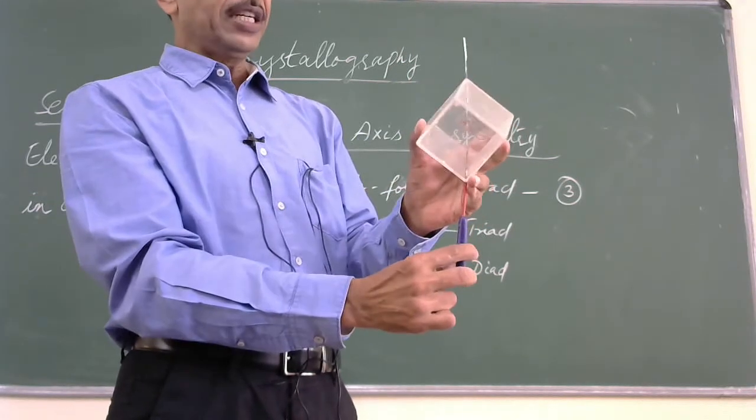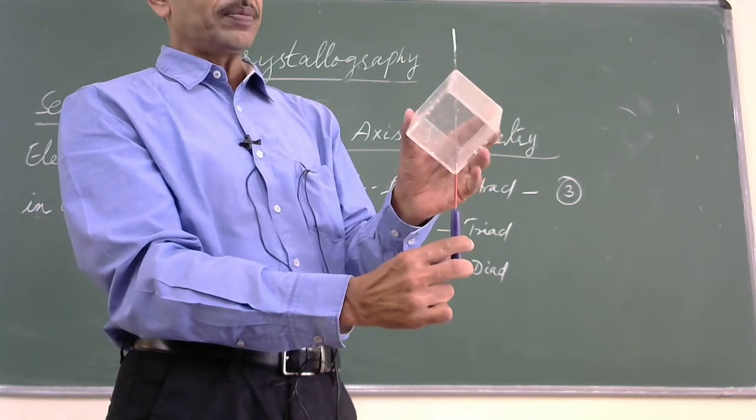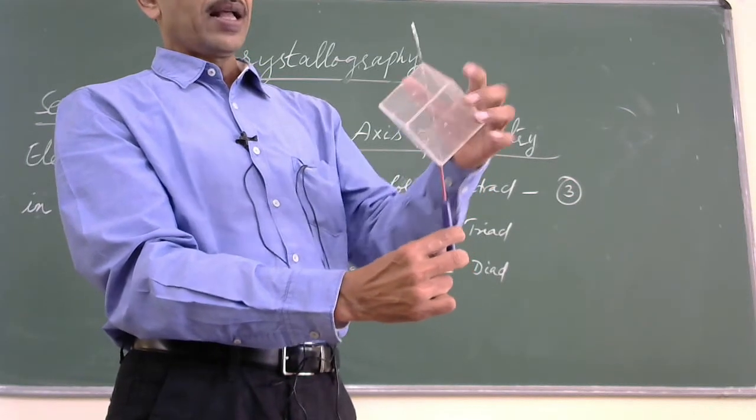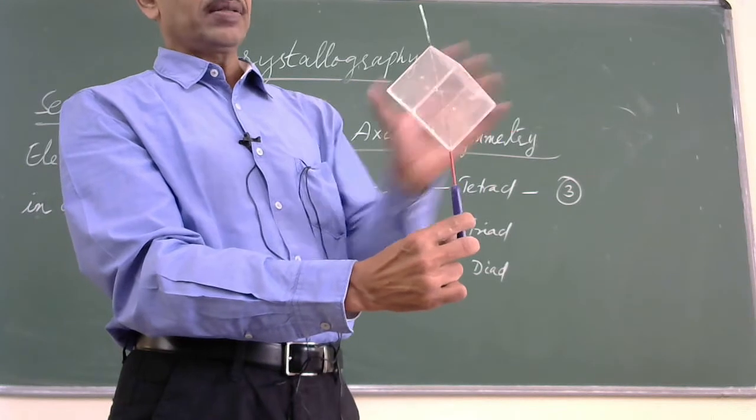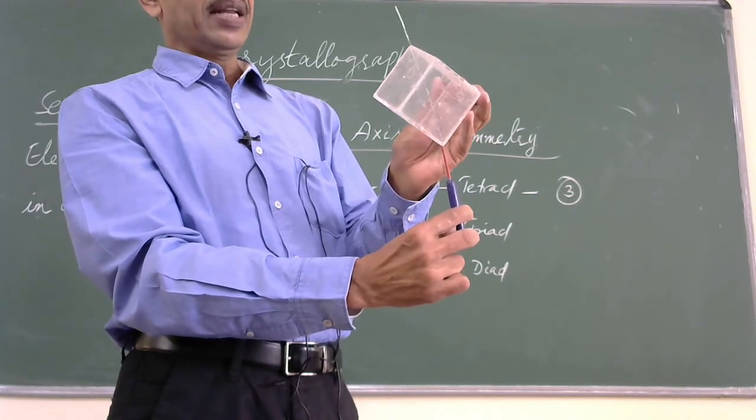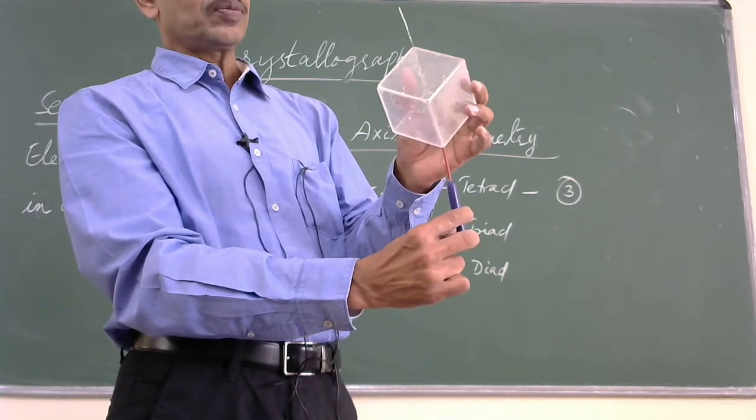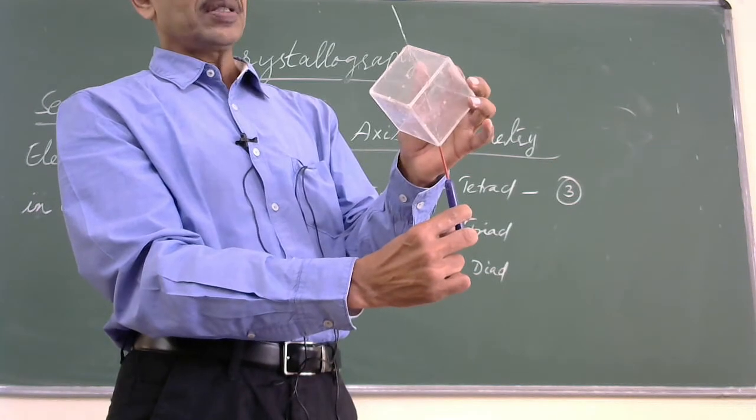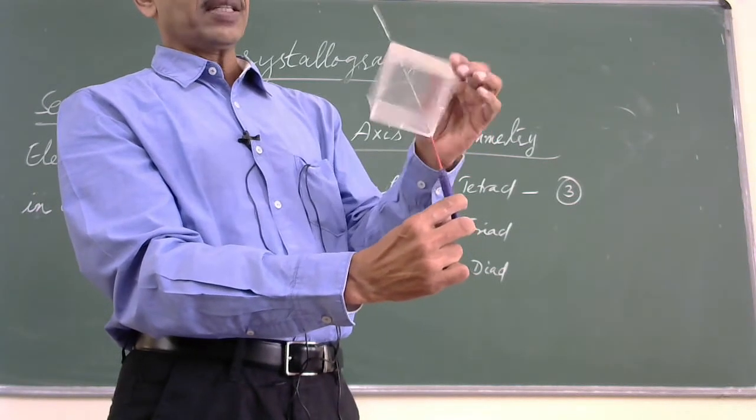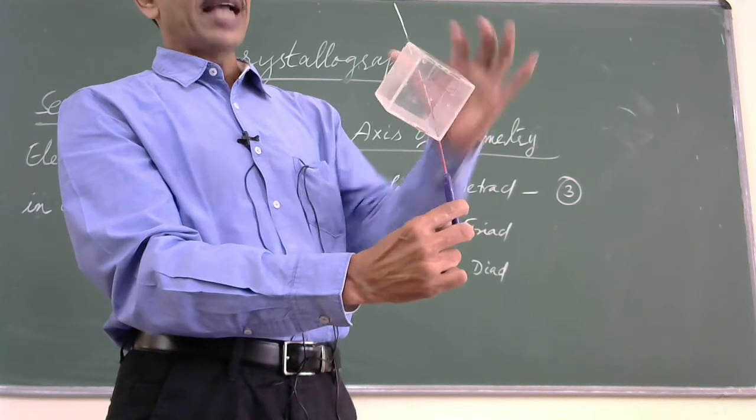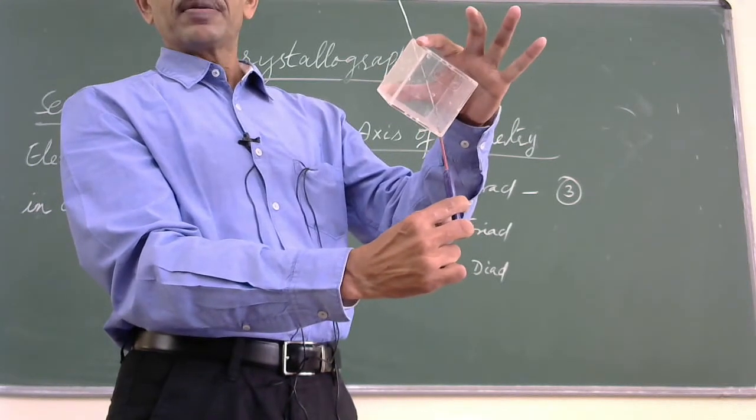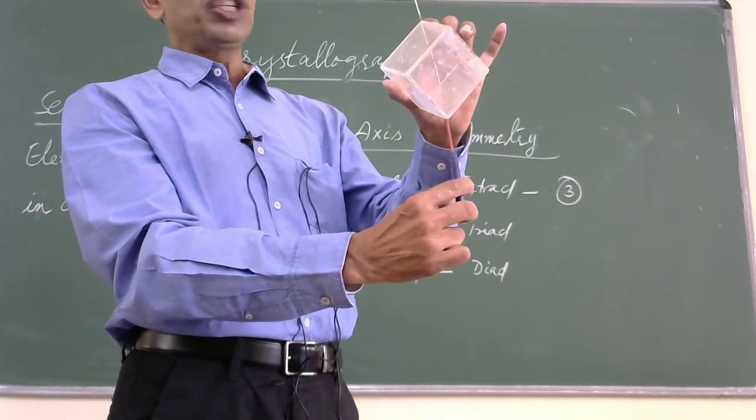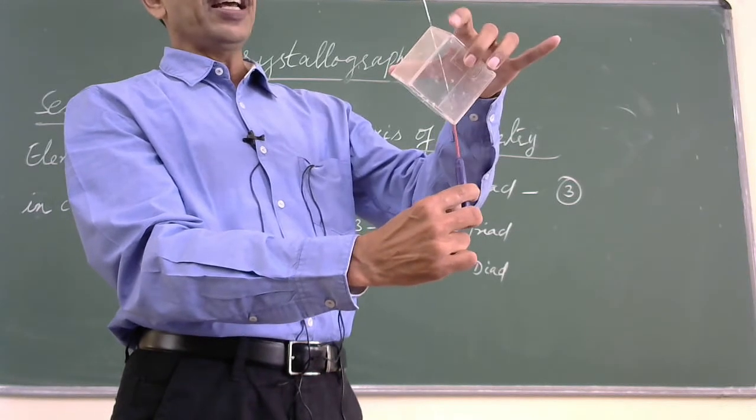Now I rotate it through 120 degrees. I get the same appearance. Then I rotate it through another 120 degrees. I get this corner. Then I rotate to 360 degrees. I get back the original corner. So it's clear. See, this is the initial appearance. You have a sticker here and corner here.